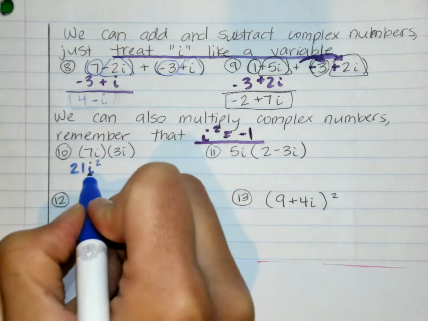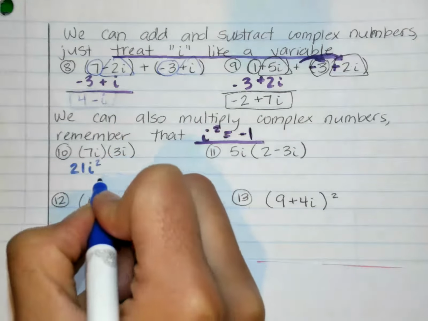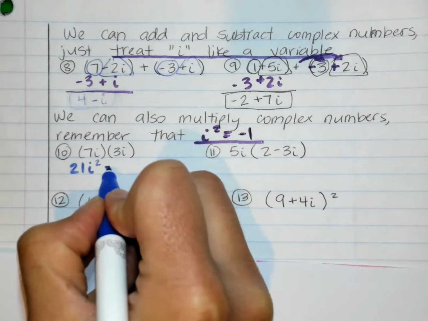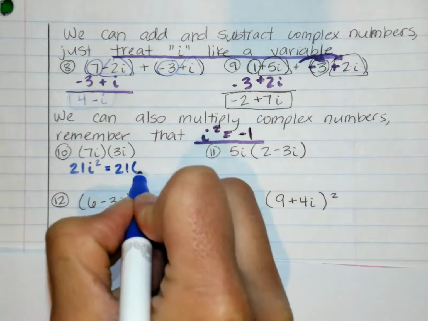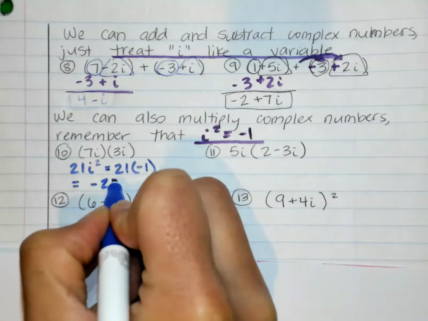And then we can't leave it like that. If it's just an i, like above, you can. But here, if it's i squared, remember that i squared is negative 1. So that is now the same. It's equal to 21 times negative 1. So basically, that's just negative 21.